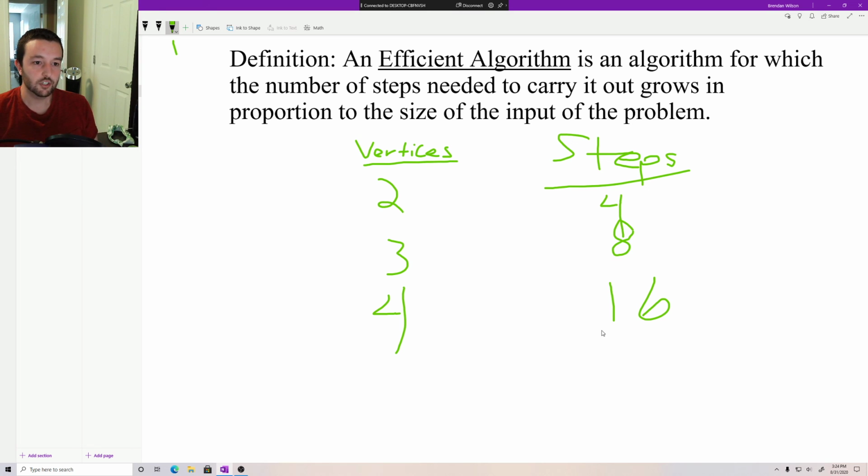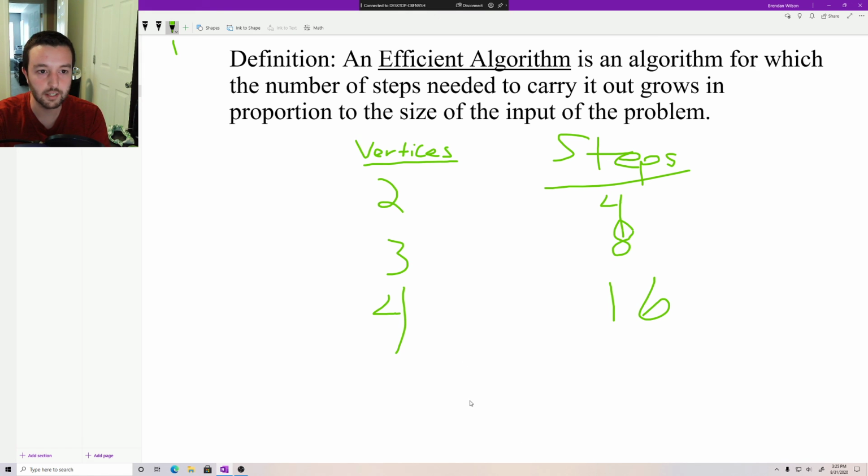So I wanted to illustrate it this way because you don't necessarily need the number of steps to go up by the same amount as the number of vertices as long as it's proportional. So here, because it's doubling every time, for every 1 vertex it doubles, it is proportional. Okay, so you don't need to worry too much about this. It's just throwing a couple things in about algorithms at the end here.